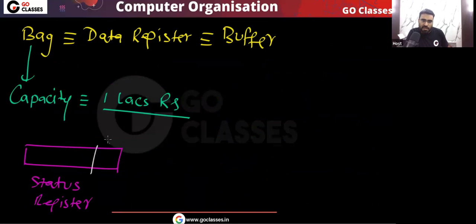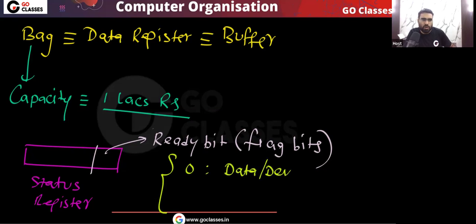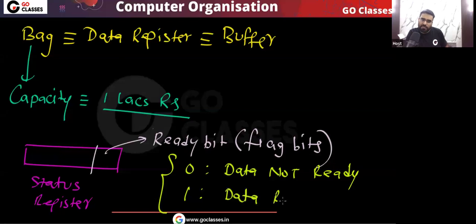In this status register, this bit, let's call it the status ready bit or flag. Basically, ready or not. You can call it the ready bit, or the flag bit. So you can easily see that if this ready bit is zero, it means data not ready, or device not ready, or data not collected. And if this is one, then it simply means data ready. Is this clear? So very simple.